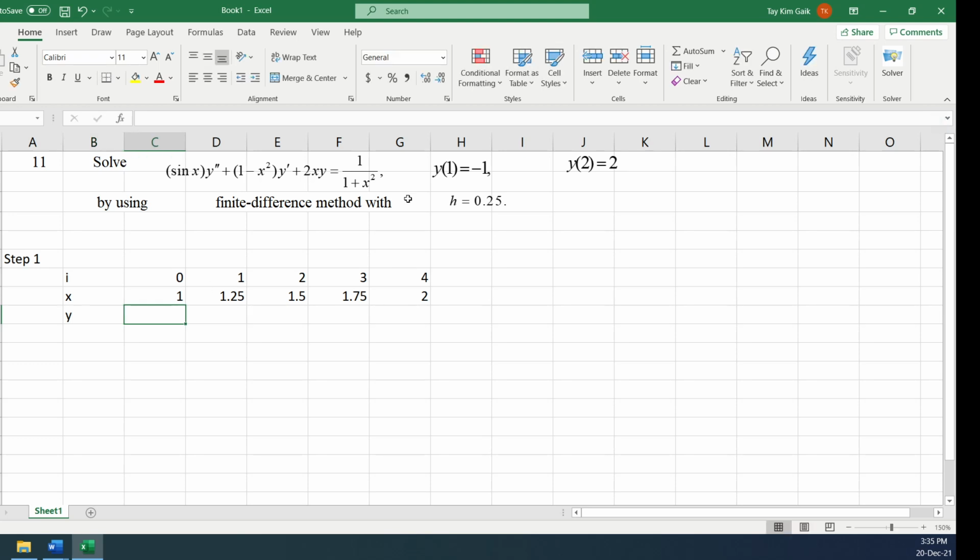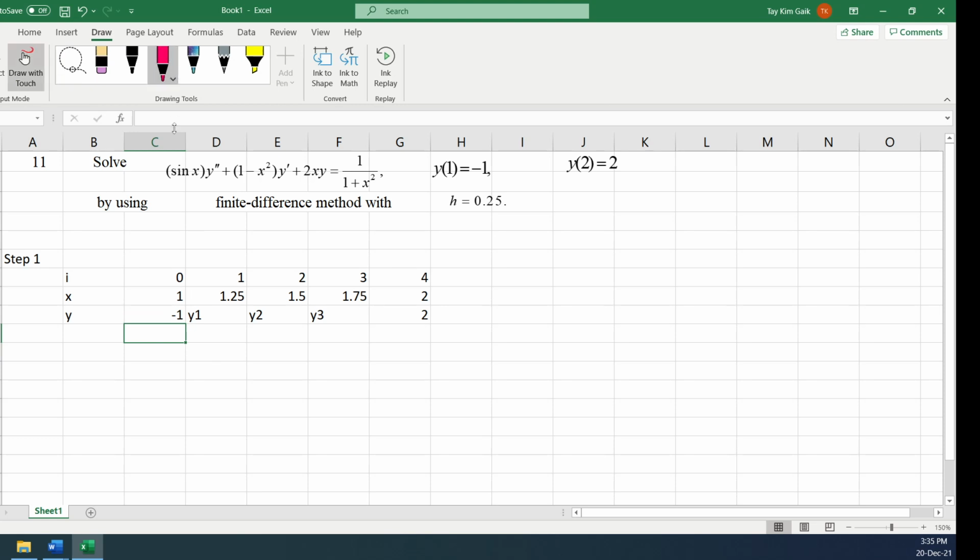And the y here: y(1) means when x is 1, y is -1, so you can put the value. y(2) means when x is 2, y is 2. So you need to find y1, y2, y3. This is actually y naught, and this is y number 4. So this is step 1, and then step 2.